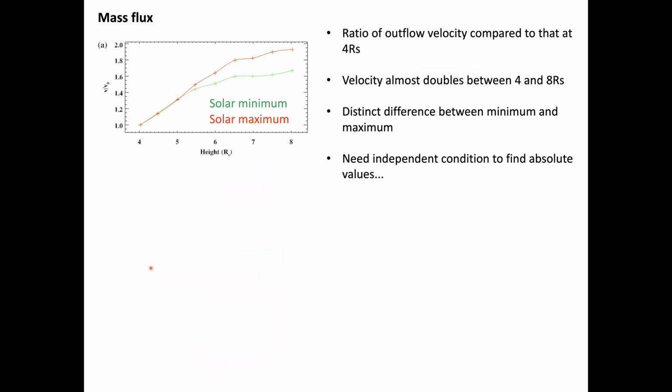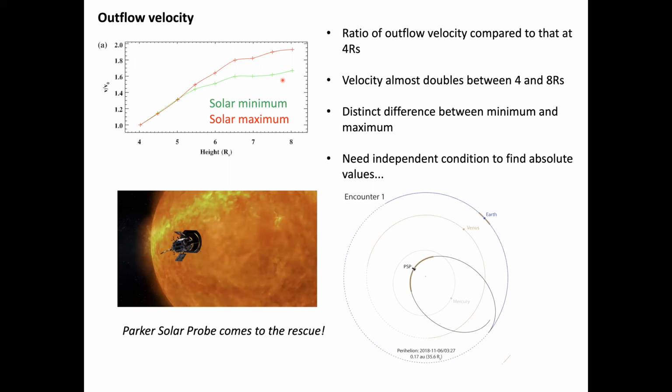So here I'm plotting, using those masses, the ratio of the outflow velocity at a given height in comparison to that at the base height at 4 solar radii. At solar maximum, we find that the velocity almost doubles between 4 and 8 solar radii, and also that there's a distinct difference between minimum and maximum. To convert these into absolute velocities, we need an independent measurement. And luckily, Parker Solar Probe comes to the rescue.